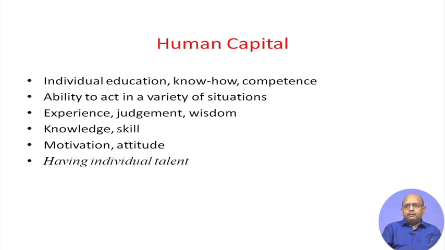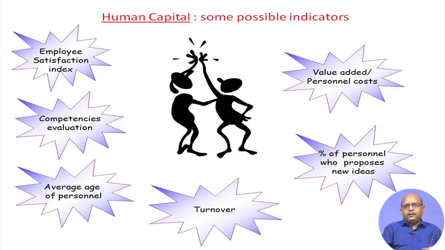Now, if you look at the talent of the people or human capital, here are some examples of possible indicators that I have taken. How satisfied they are, how they are going to be evaluated so far as competencies are concerned, what is the average of professional, what is the average of qualification, what is the level of turnover, what is the percentage of personnel who possess new ideas, how much value is added by the personnel costs. So, these are some of the indicators of human capital, which basically reflect their knowledge, skill, judgment, what are the things that they do, their skill base, qualification, experience, judgment, everything. It is a part of what you call human capital, right.